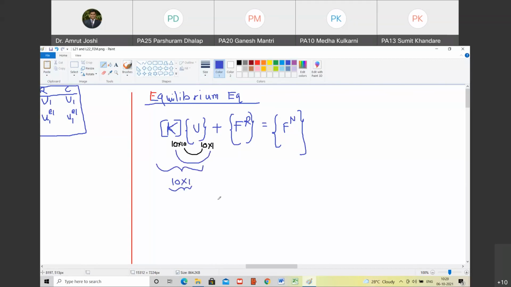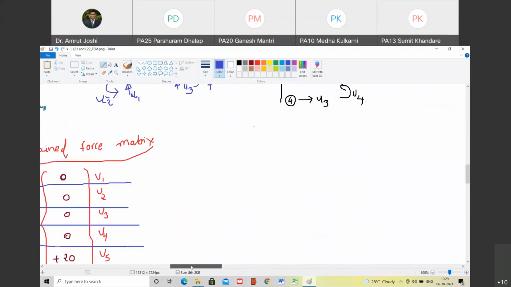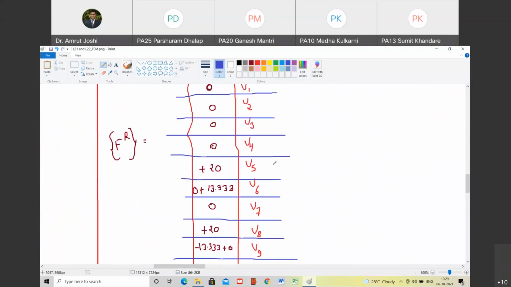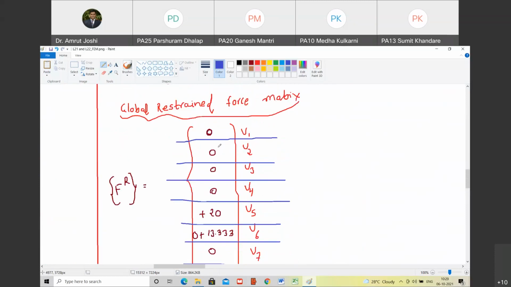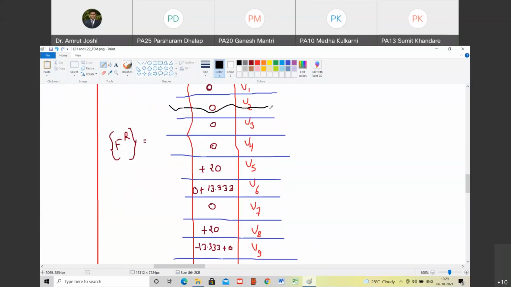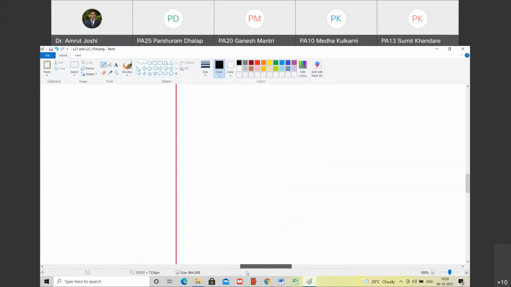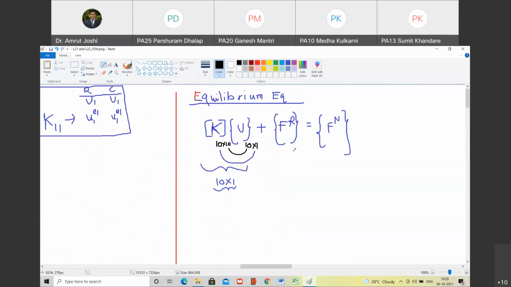What is the size of the FR matrix? Now look at the FR matrix. The FR matrix size is 12 cross 1. But U2 and U11 are to be discussed. So then, what is the size of the FR matrix? 10 cross 1. Do you agree with me? Yes. So can you add a 10 cross 1 matrix to a 10 cross 1 matrix? Yes, easily.